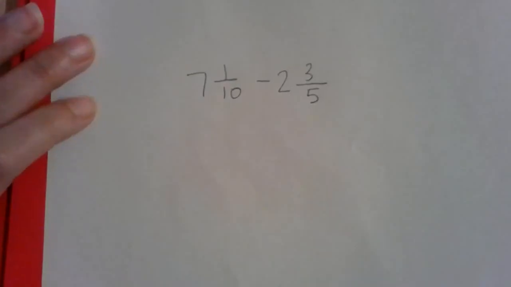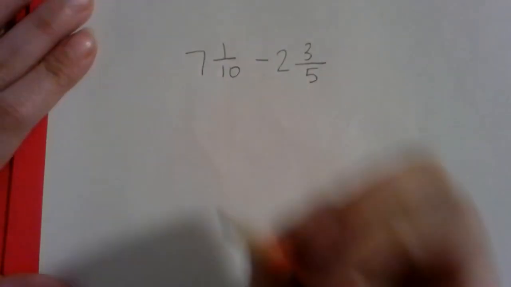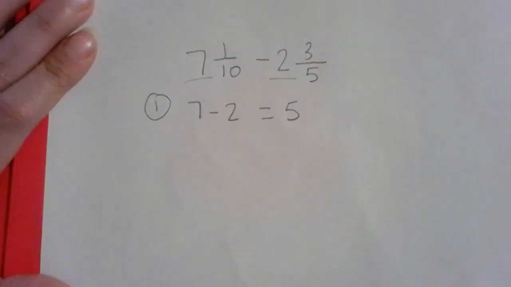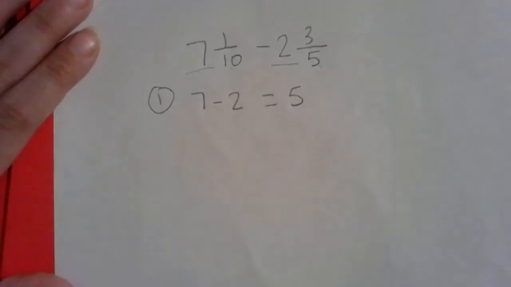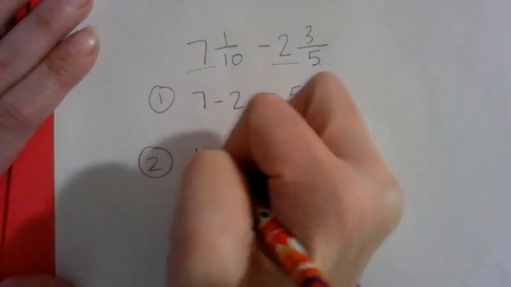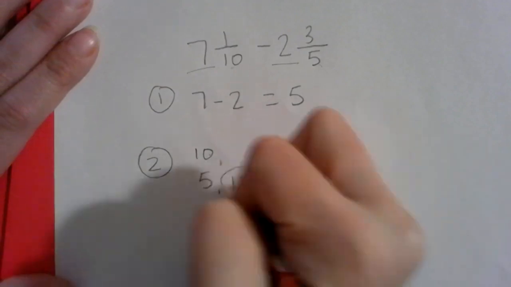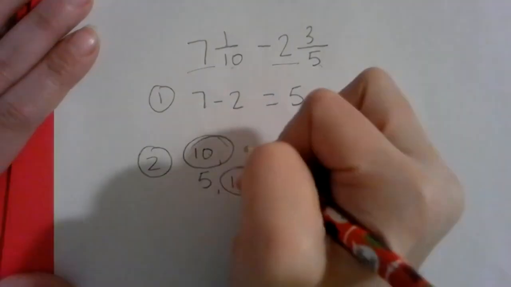So in my next example, we're going to do 7 and 1/10 minus 2 and 3/5. Okay. Right off the bat, first thing that we have to do, whole numbers. 7 minus 2 equals 5. Then, denominators, they're not the same. So let's skip count. 10 and 5. 10 is my common denominator.